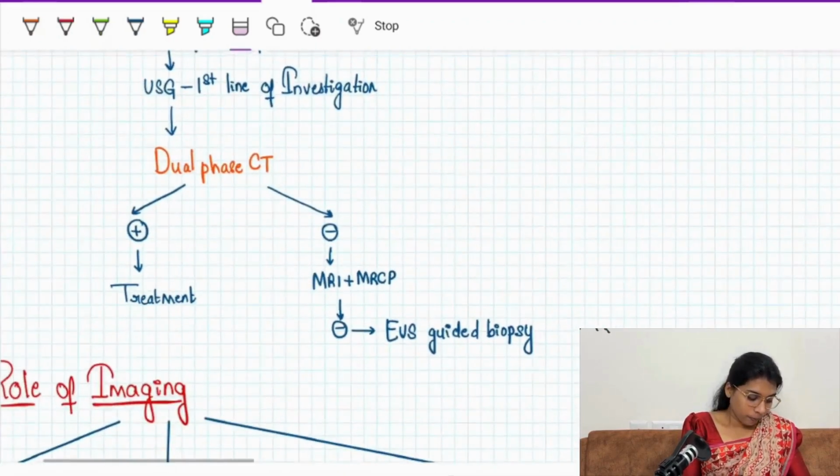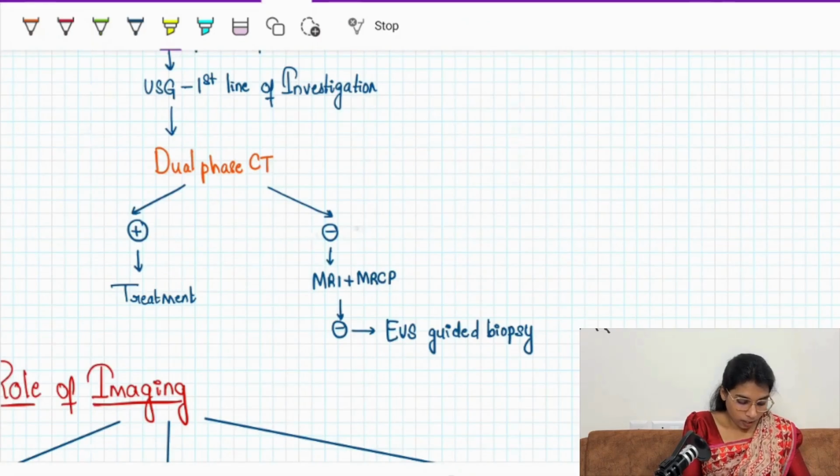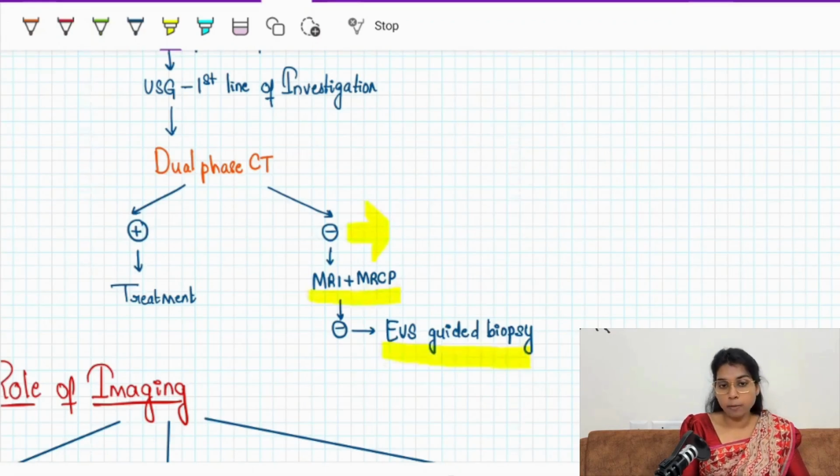However, if you are not able to see PDAC on a dual phase CT, it means the mass can be iso-enhancing. So go ahead and do an MRI with an MRCP with contrast. Even on an MRI, if it is iso-enhancing and hence you're not able to look at a PDAC, go ahead and do an US guided biopsy, which is the most sensitive investigation for detection of a pancreatic ductal adenocarcinoma. Now we understood how to approach.